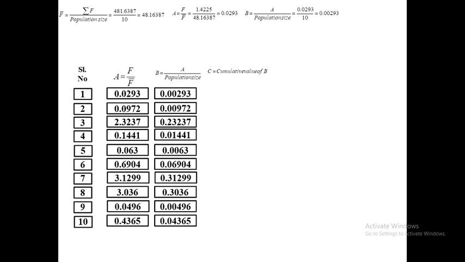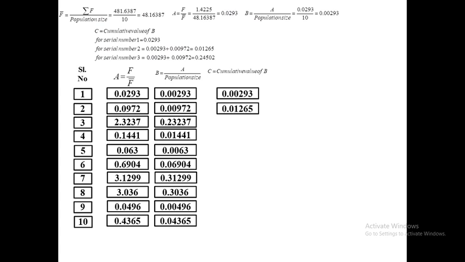After that, C is the cumulative value of B. What is cumulative? For example, considering B, 0.00293 as the first value, I reproduce 0.00293 as the cumulative value of B. If I consider the second serial number, 0.00972, how do I identify the cumulative? I add 0.00972 plus 0.00293, which is equal to 0.01265, the second serial number's cumulative value. Likewise, I identify all the values.